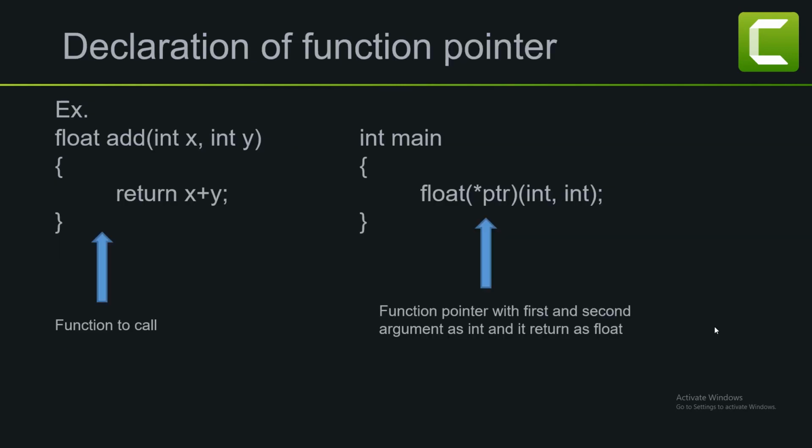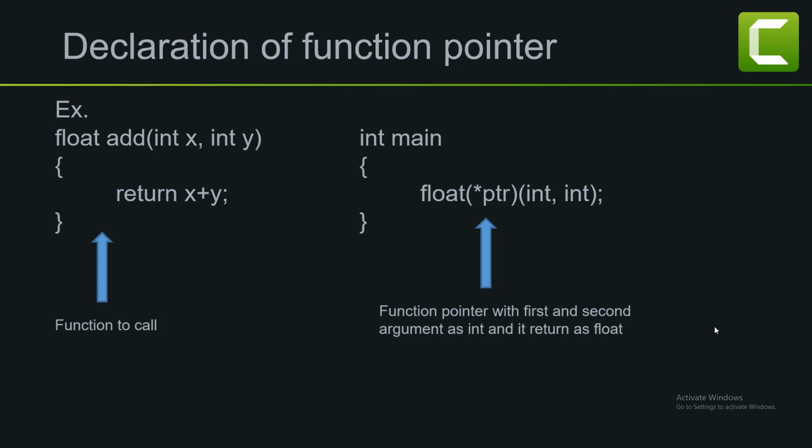Declaration of a function pointer. Here we are seeing one example of a function add with input arguments integer x and integer y, and it returns x plus y. The return type of this function is float. On the right side we are seeing the main function.